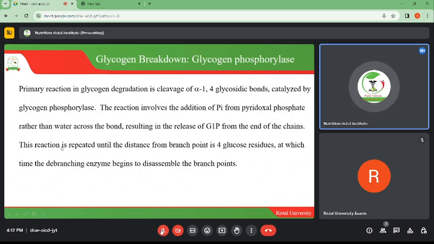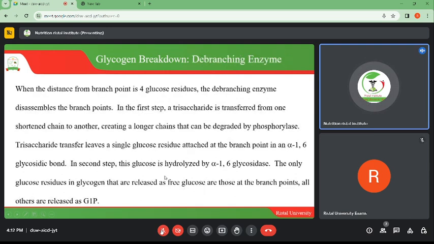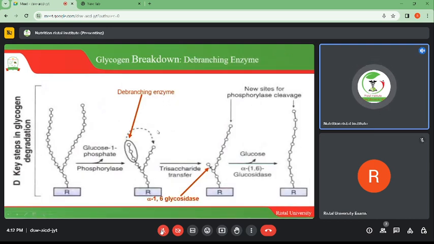So this reaction is repeated until the distance from the branch point is 4 glucose residues, at which time the debranching enzymes begin to disassemble the branch points. Like we discussed earlier, there are branch points formed. So this reaction of releasing glucose 1-phosphate continues until you reach 4 glucose units from the branching point, and then the enzyme phosphorylase will not be able to continue with the breakdown of this glycogen molecule.